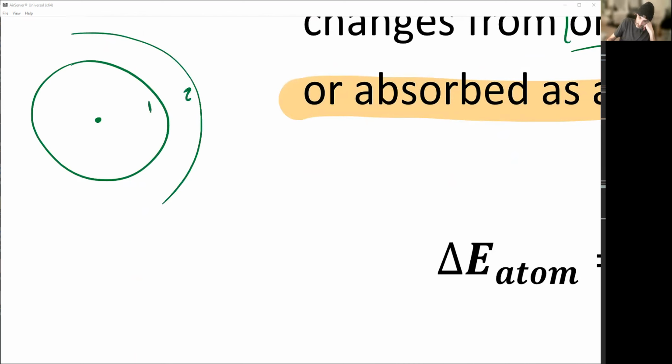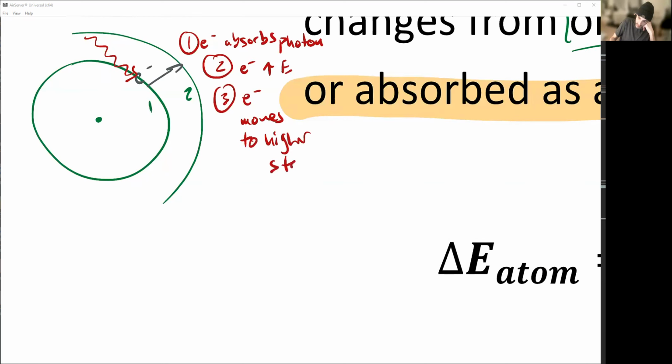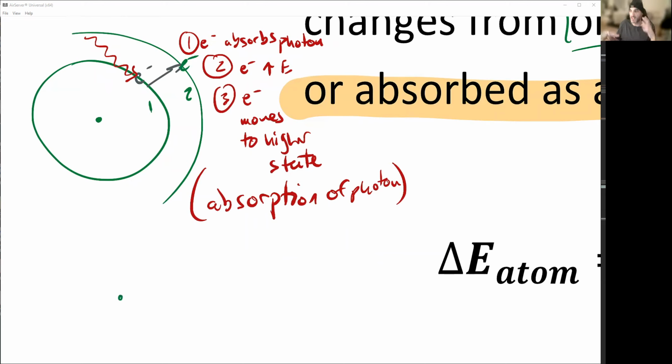n equals 1, n equals 2. If I have an electron here, in order for it to make it to the higher energy level, it has to absorb a photon. So step 1, the electron absorbs a photon. Step 2, the electron increases in energy. And step 3, the electron moves to a higher state. That is the absorption of a photon. And so now the electron resides up here and all is happy. That's the absorption of a photon.